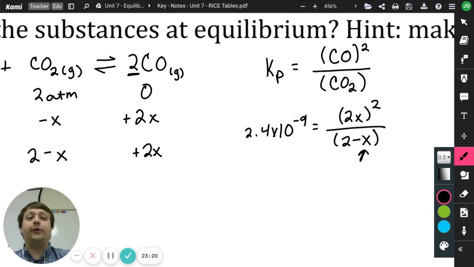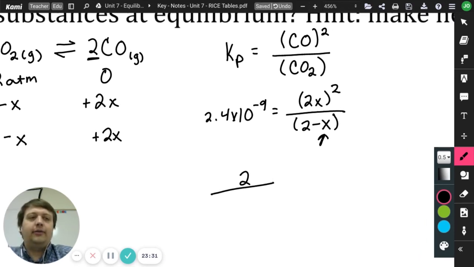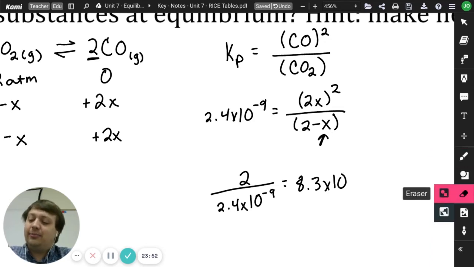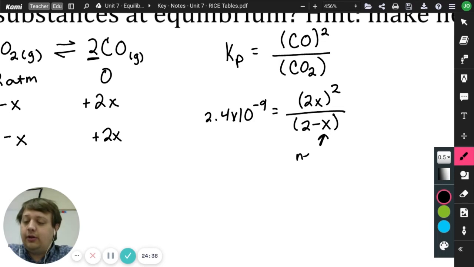The other way is to follow the rule of 100, which basically would be us taking that concentration. In the case of this, the concentration was 2, and we're going to divide that by our K value, 2.4 times 10 to the negative 9. When I do that, what I get is 8.3 times 10 to the 8th power. Is that number greater than 100? Yes, by a lot. So that tells me that my x value is negligible. Okay, so we can assume that this is negligible.